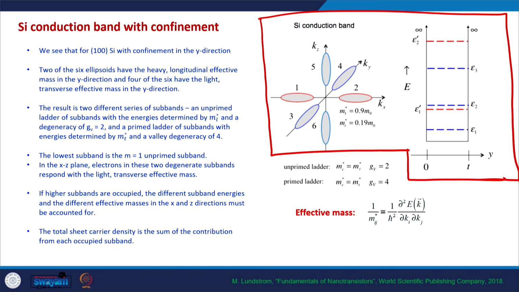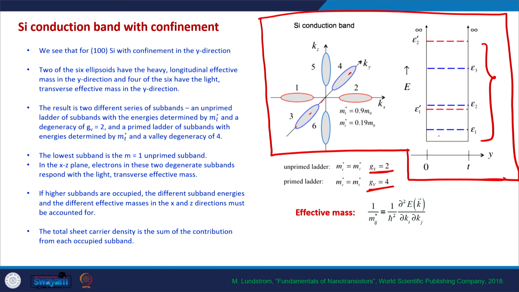Please remember that these unprimed energies have degeneracy equal to 2, because they have 2 lobes corresponding to them. There are 2 ellipsoids that give us the longitudinal effective mass, and the transverse effective mass is given by 4 ellipsoids, so their degeneracy is 4. Okay.